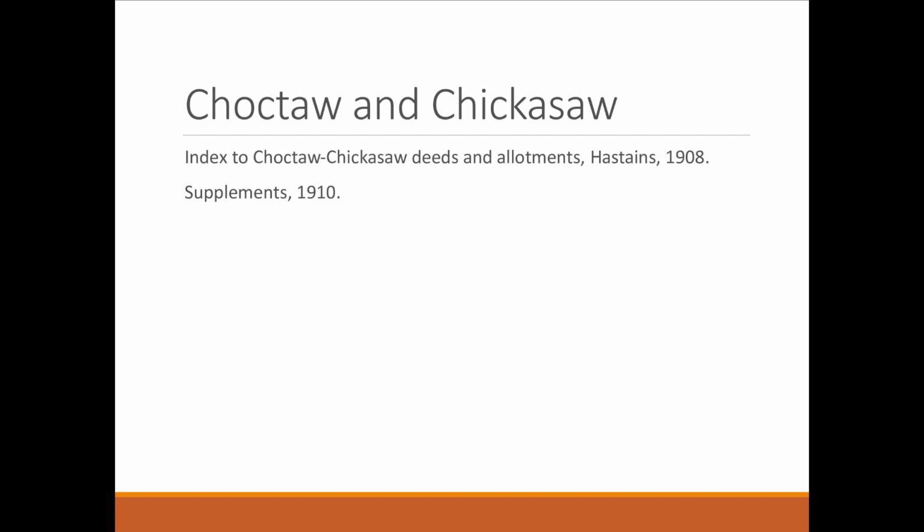A good resource though for Choctaws and Chickasaws is a book called Index to Choctaw Chickasaw Deeds and Allotments. And it was published by Hastings in 1908, and a supplement was published in 1910. We had 2 copies of this at Muskogee, so check WorldCat to see what libraries closer to you have this. And it will probably be in the archives because it's over 100 years old, and every copy that I've seen is rather fragile. But they had complete legal descriptions of the Choctaw and Chickasaw allotments, which can be rather complicated.